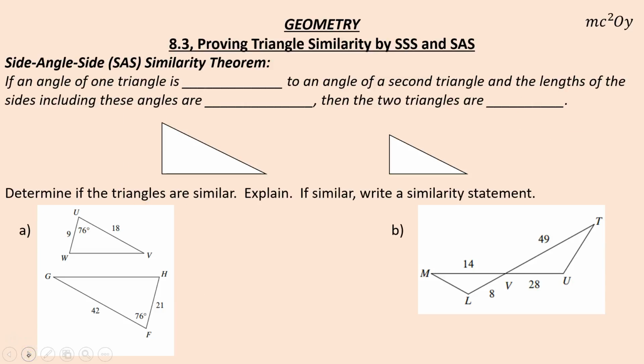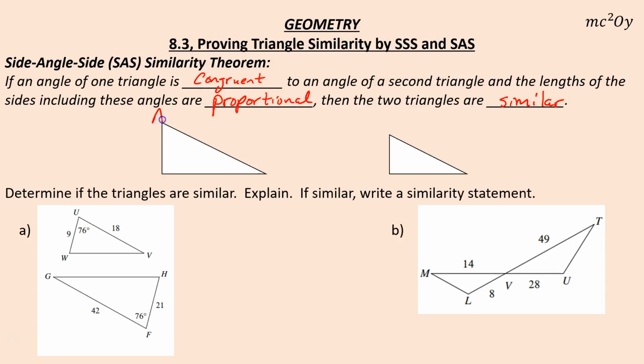All right, let's go ahead and talk about the other way this proves triangles similar, side angle side. So if an angle is congruent to an angle of a second triangle, and the lengths of the sides including these angles are proportional, then the two triangles are similar.